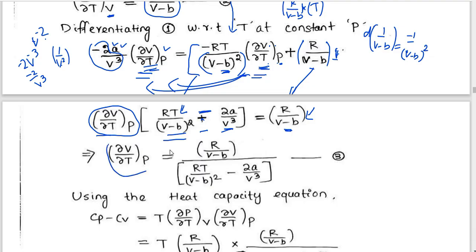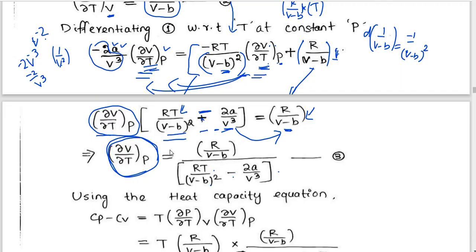हमको ओ वाला चाहिए, ओ वाला पार्ट हमको चाहिए. तो क्या होगा? R by V minus b, minus R T by V minus b whole square minus 2a by V cube, and this part is divided in the right side. So take this as equation 3.